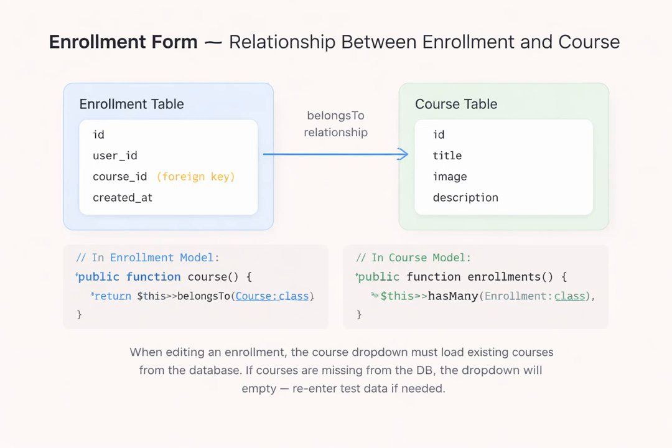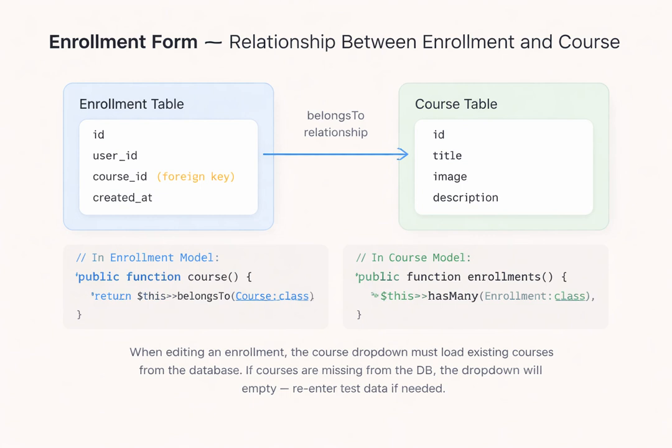The enrollment form has a relationship with the course table. Each enrollment record belongs to a specific course. This is a classic belongsTo relationship in Eloquent. The enrollment table stores a course ID as a foreign key, and the Enrollment model has a course method that returns the related course model. On the other side, the Course model has a hasMany relationship back to enrollments.